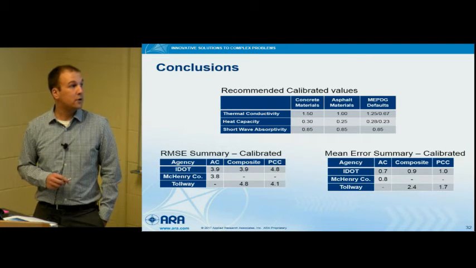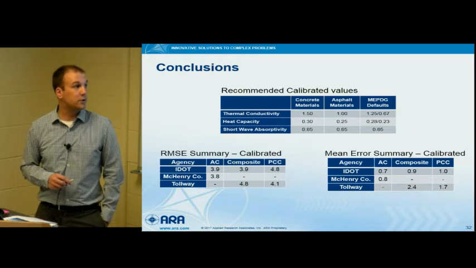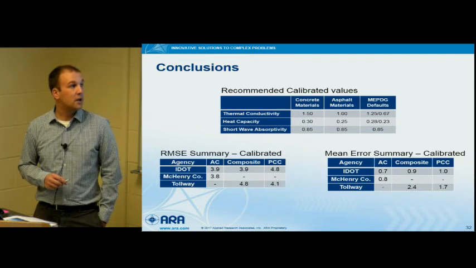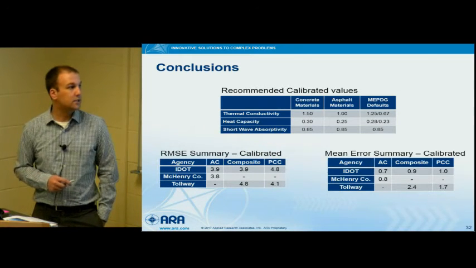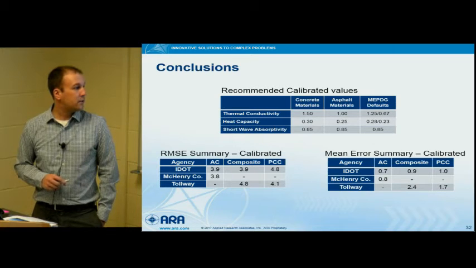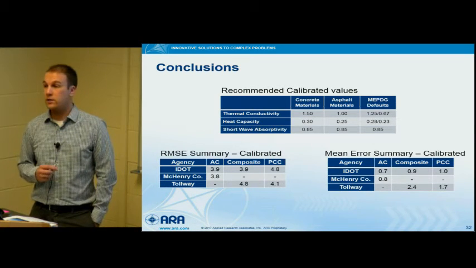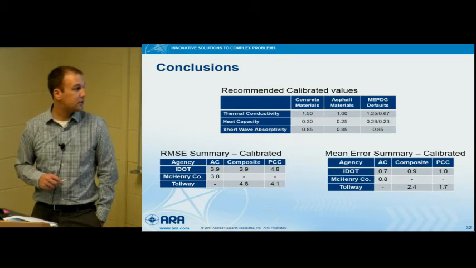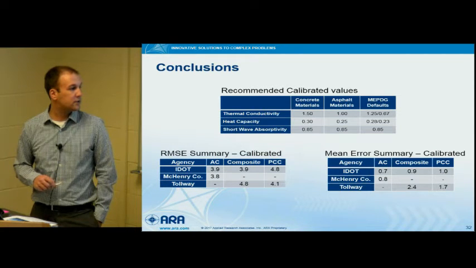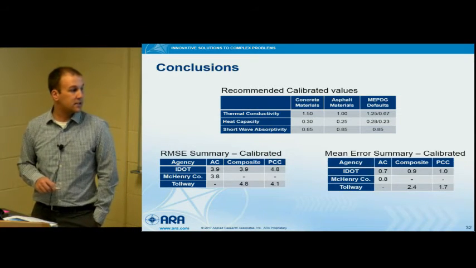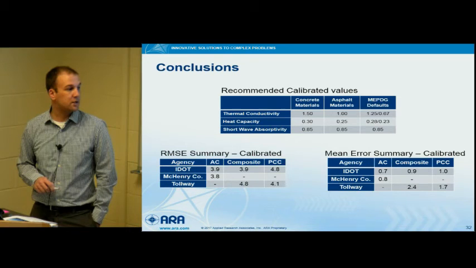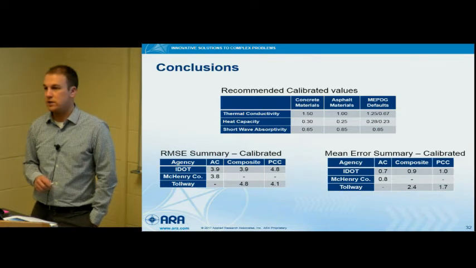And then for asphalt material, we use a 1, 0.25, and then here you can see the MEPDG default value. So it's not very different, slightly, but that just depends. And then the root mean square summary for all these calibrated sites, you see 3.9, it's fairly consistent throughout. And then your mean error summary is much lower. It's less than a degree for most sites except for the composite tollway sections and the PCC sections.